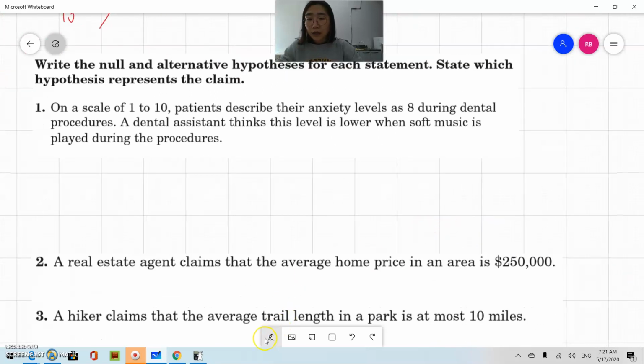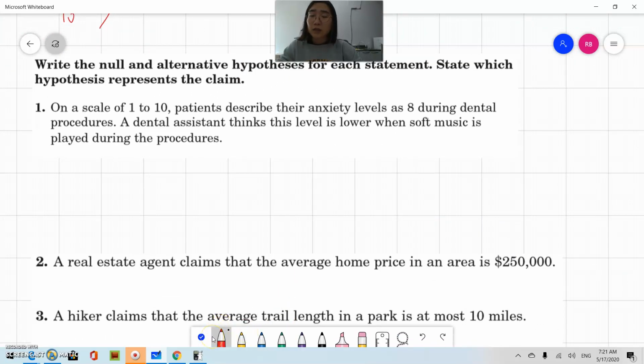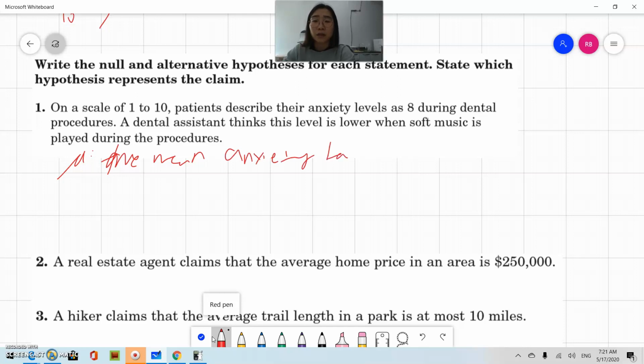So on a scale of 1 to 10, patients describe their anxiety levels as 8 during dental procedures. So mu, I can define it as a true mean. The reason I put true is because I need to emphasize this is a parameter, not just a statistic, okay? True mean anxiety level that the patients experience during the dental procedure. So I need to be very specific because I can only test very specific settings.